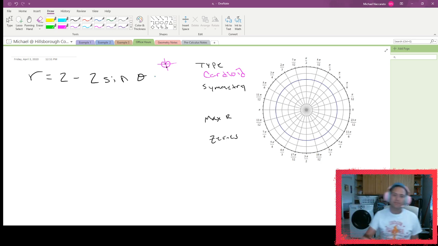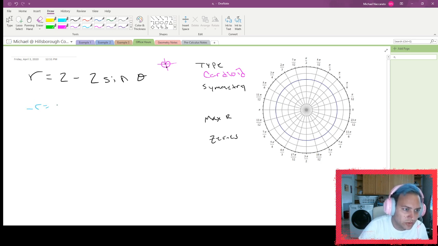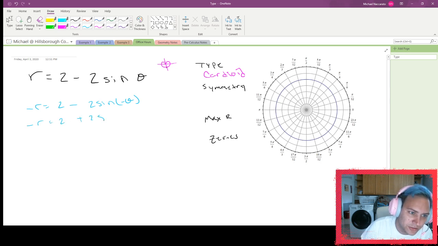All right, so let's just test that. Let's just test if it does have symmetry over theta equals pi over 2. To do that, again, I'm checking my notes because I don't have those totally memorized. To check theta equals pi over 2, we're going to replace r with negative r and theta with negative theta. So negative r equals 2 minus 2 sine of negative theta. I can already tell this isn't going to work. This negative is going to come out, so I'm going to have negative r equals 2 plus 2 sine of theta. And then if I divide by negative 1, I'm going to have a negative 2 and a negative 2.